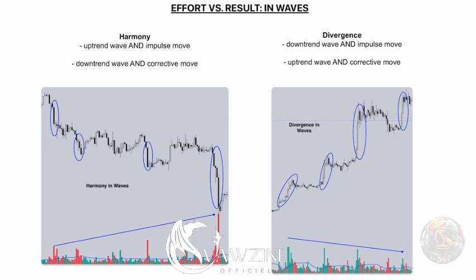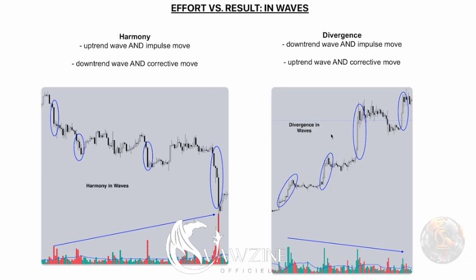So the impulses are on ever increasing volume, and the dispersion of the actual candles is getting greater too. The moves are getting bigger. If the moves get bigger as the trend develops, that's a sign of a strong trend. That's a sign of harmony, a sign of continuation.